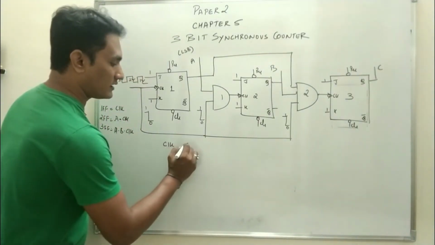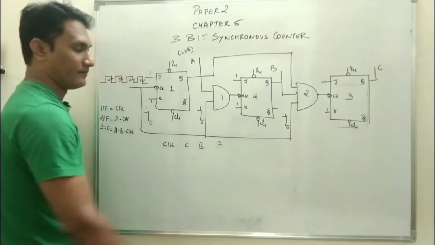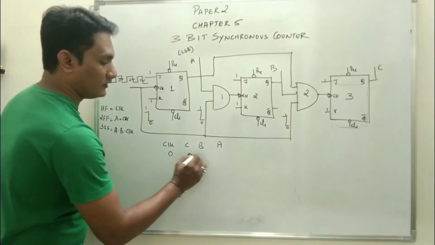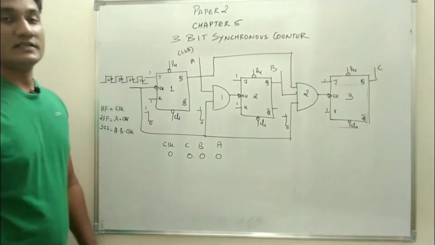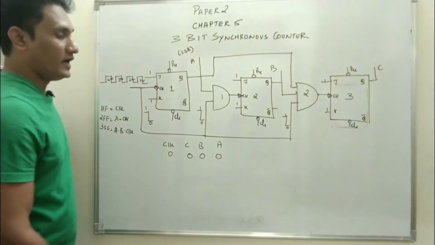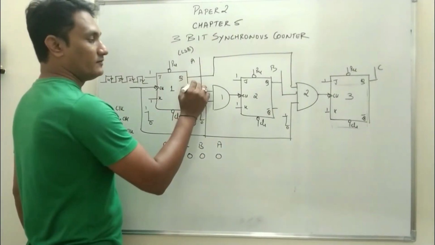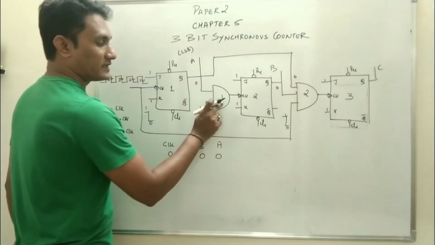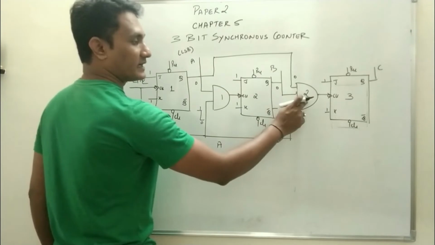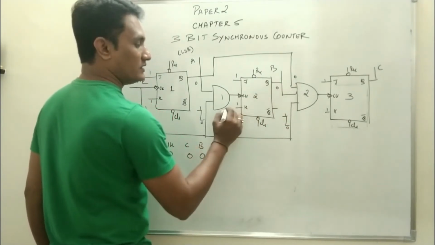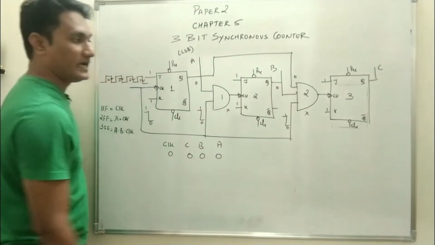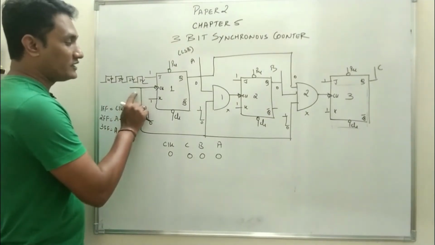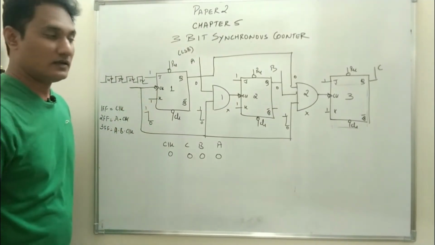So this is clock, C, B, A. Let's say initially we activate the clear terminal of all the flip-flops, so we make CBA equal to 0, 0, 0. Now see, A is 0, B is also 0. So for the first AND gate, one input is 0. For the second AND gate, both the inputs are 0. This will be deactivated, this will be deactivated. And when you apply the first clock pulse, which flip-flop is getting the clock?